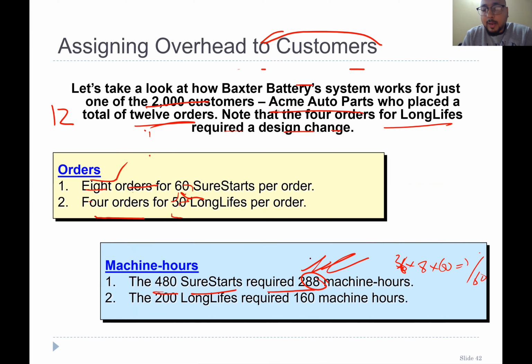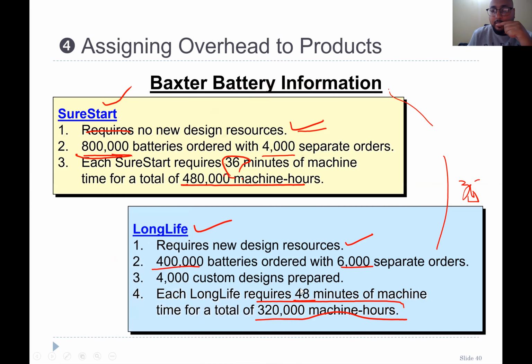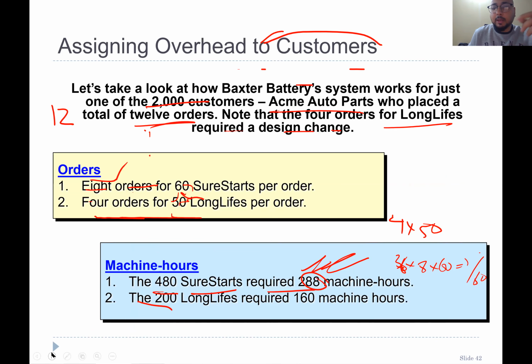How many long life batteries did they order? Not per order, ordered 4 multiplied by 50, 200. So this 200 is coming from their orders. So it takes 48 minutes to make long life, right? 48 minutes. Am I right? Yes, 48 minutes, right? So 48 multiplied by 200. Answer would be, in hours, 160 machine hours.